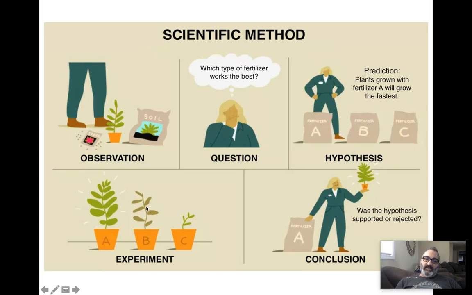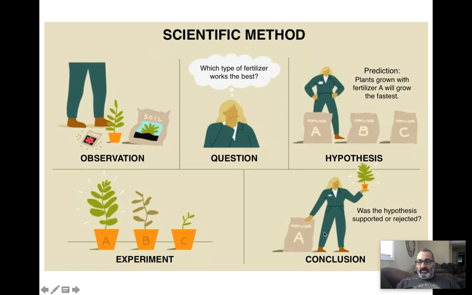Then that leads to the experiment. So they set up the experiment and they have fertilizer A, they're comparing it to fertilizer B and fertilizer C, they're looking at the plants and how they grew. This is the experimental data they have, and from this data, they can get a conclusion. What is a conclusion? The conclusion wants to know, based on your experiment and the design of your experiment, did you support that original hypothesis that fertilizer A works the best? Or did you support that prediction that you made earlier?